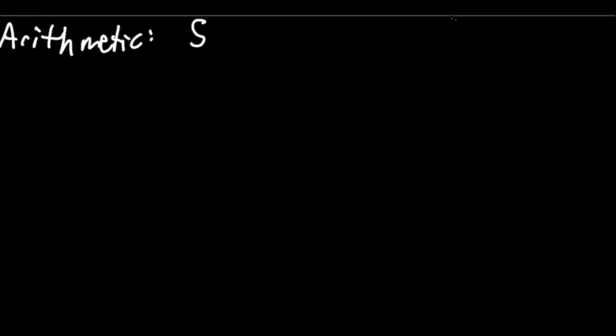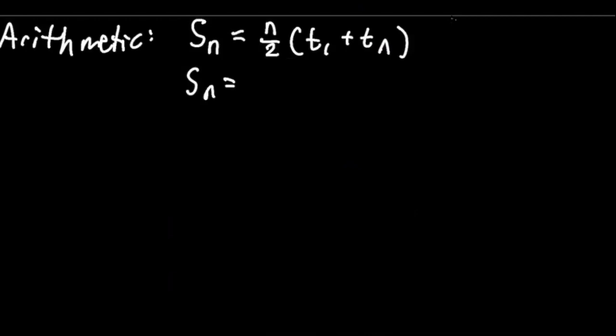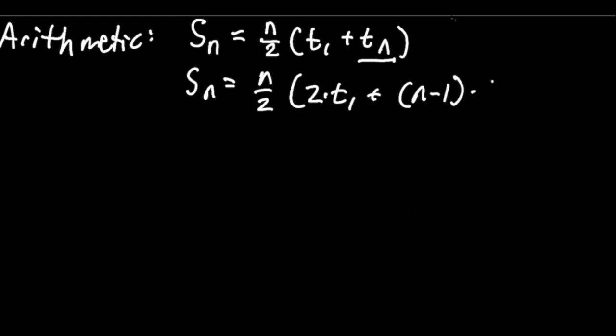Again, partial sums are notated as S sub n. For arithmetic series, the nth partial sum can be found by taking n, dividing by 2, and multiplying it by t1 plus tn. We have another equation that we could use too if we have other information about our sequence. So maybe we don't know what t sub n is equal to. We could also use this equation, n over 2 times 2 times t1 plus n minus 1 times d. So here we just replaced tn with n minus 1 times d.